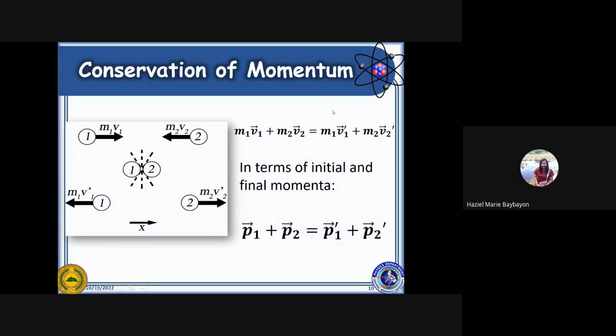In terms of the initial and the final momenta, you have P1 plus P2. Take note, class, that this is vector addition. It is equal to P final 1 plus P final 2. The prime represents final, or instead of prime, you can use f and i for initial.